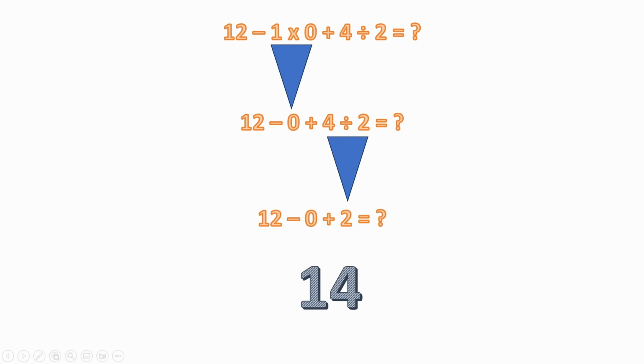So you're ending up with 12 minus 0 plus 4 divided by 2. The next thing that we're going to look at is our division, going left to right, and so 4 divided by 2 equals 2. So down here on our third line, we have 12 minus 0 plus 2, and that equals 14. And I see lots of different answers.